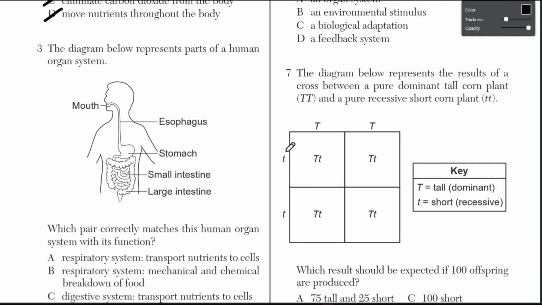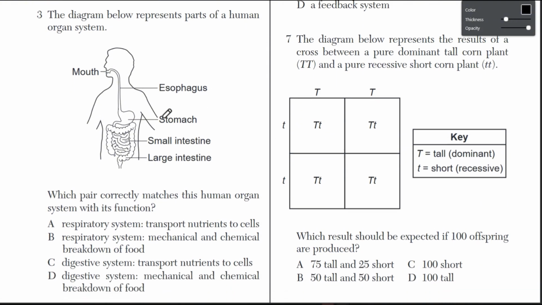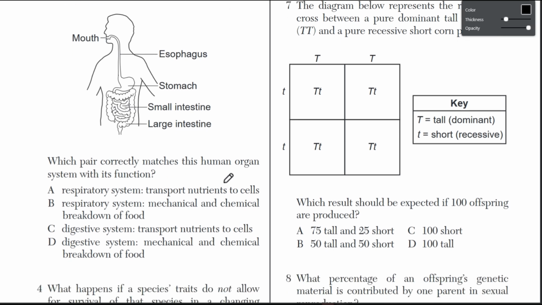Number 3, the diagram below represents parts of a human organ system. And then we have this diagram here, and then below it says, which pair correctly matches this human organ system with its function.